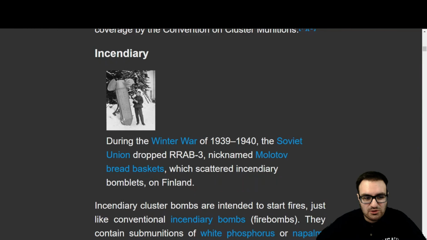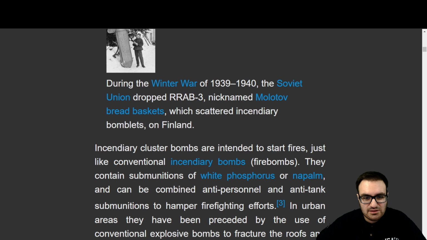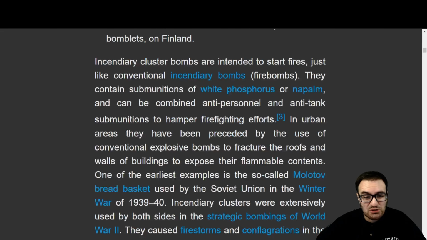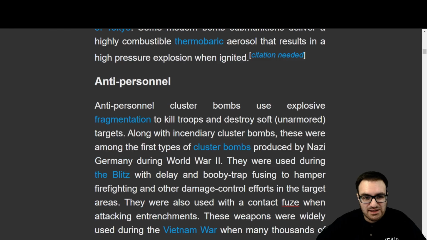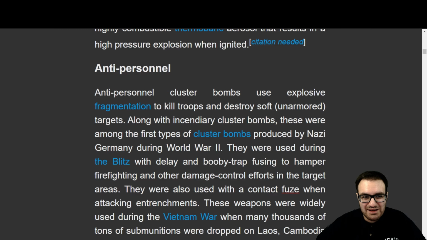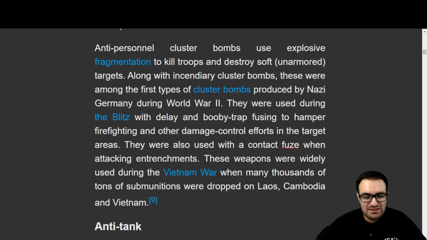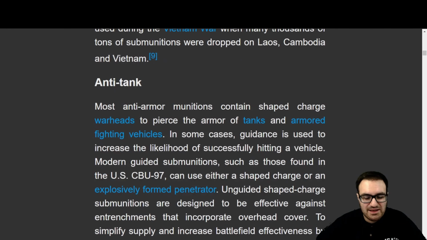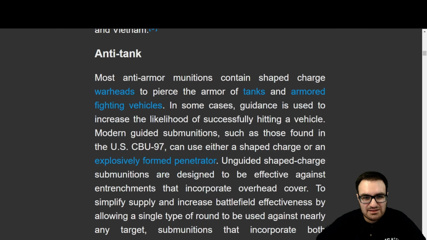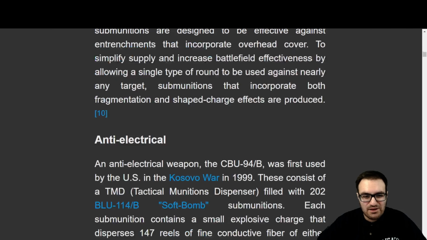For a little bit more. Okay, some of them can start fires. That's their intended purpose. Anti-personnel. So personnel is just another word for people. So these are targeting actual human beings. Anti-tank. Shape charged warheads to pierce the armor of tanks and armored fighting vehicles. Wow, that's pretty intense.